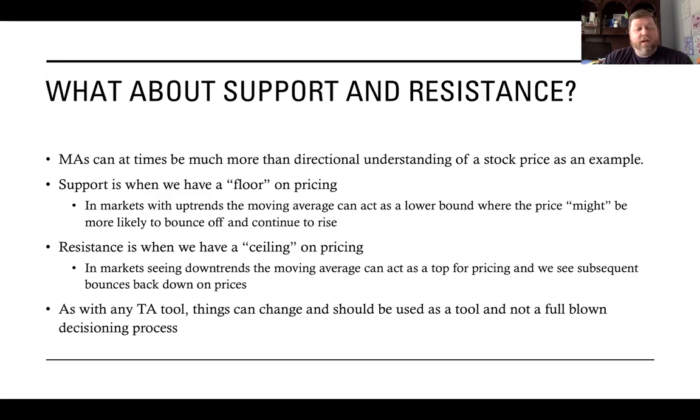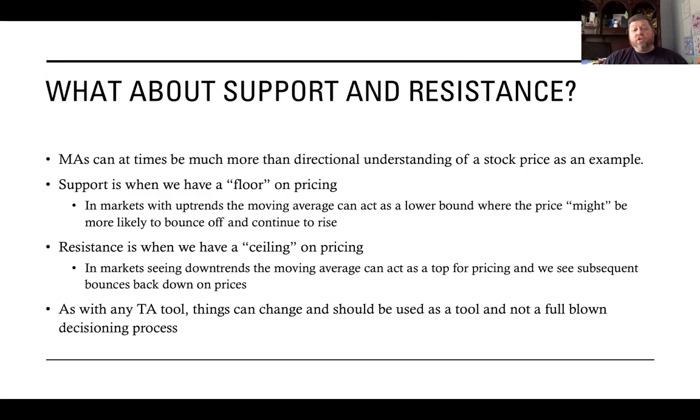Moving averages at times can do a lot more than just directional understanding of a price, right? In this case, I said a stock price as an example. Now, of course, we know we're talking about trends, we're talking about directionality, but oftentimes what we can find within a moving average is we get these things called support, we get these things called resistance, okay? The easiest way to think about it is like this. Support is when we have a floor on pricing, right?